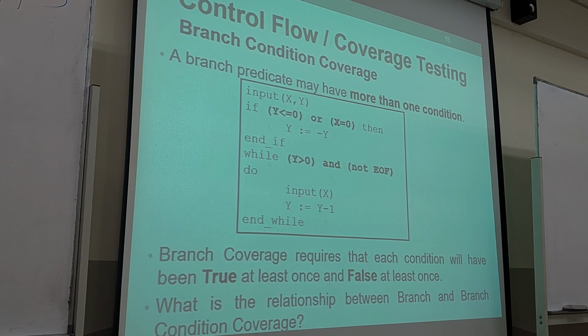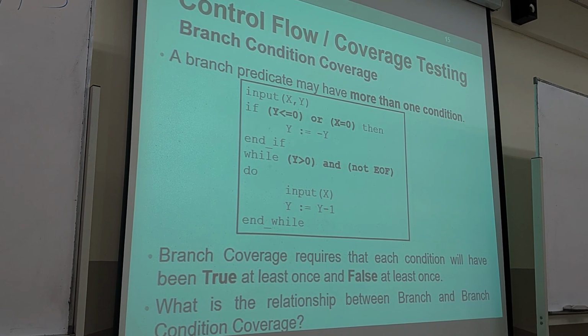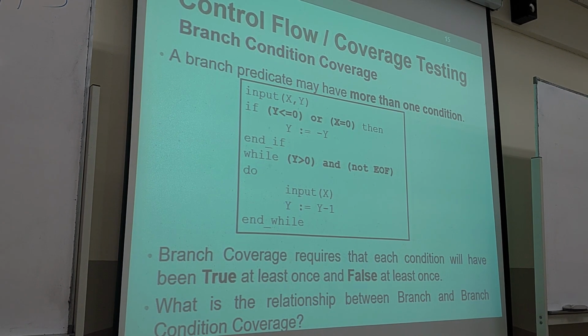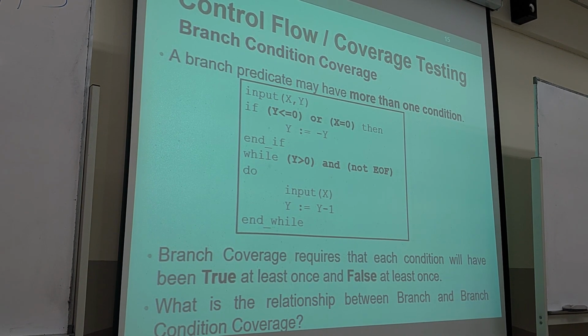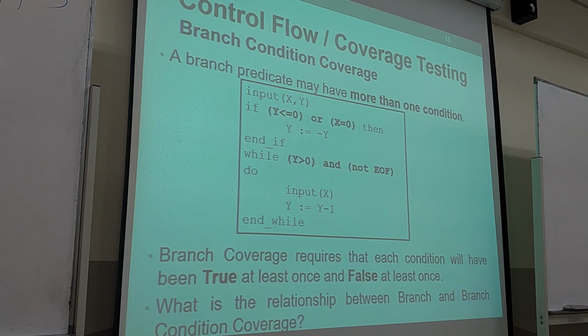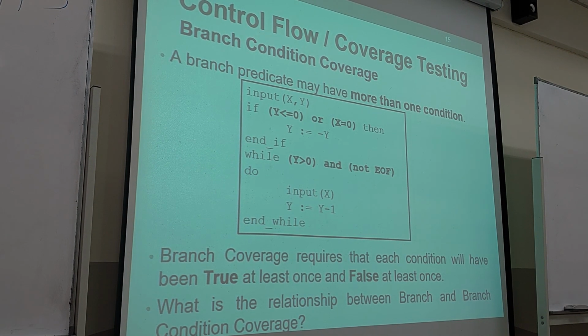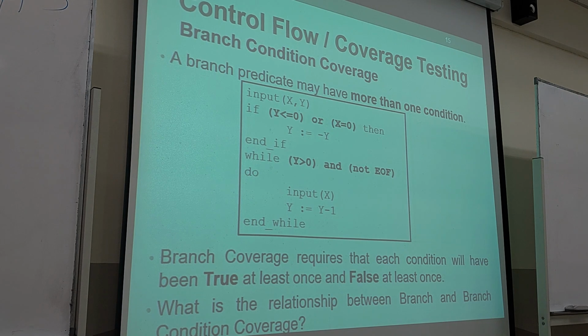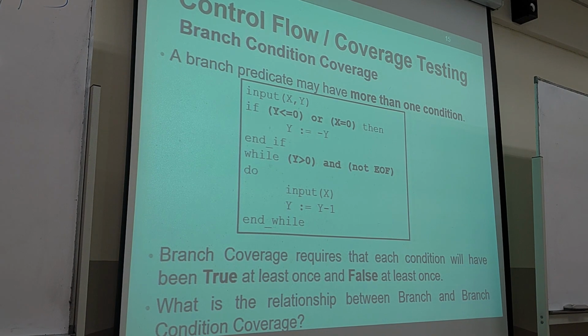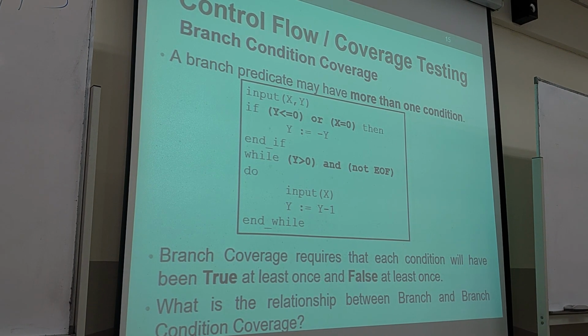Okay, then the next one is the branch condition coverage. Branch condition coverage is where we have the branch. It means in decision making, we have two different branches, for example, the true and the false. And inside the branch, we have more than one condition to check. So it's a combination of a branch and also the condition inside the branch.